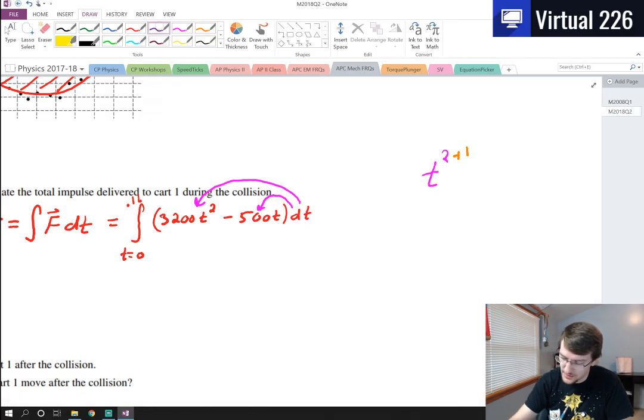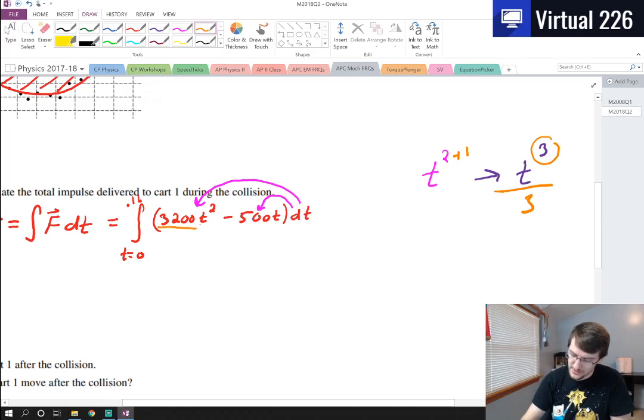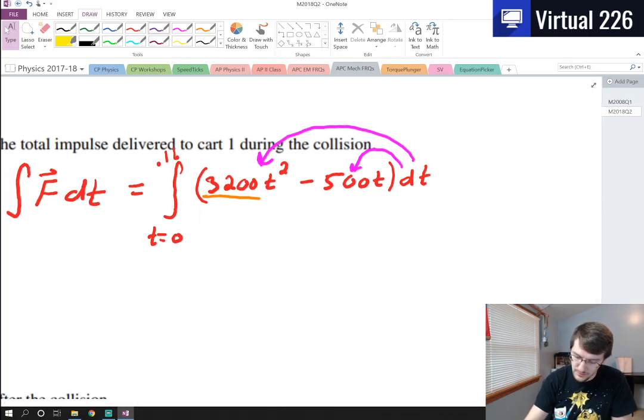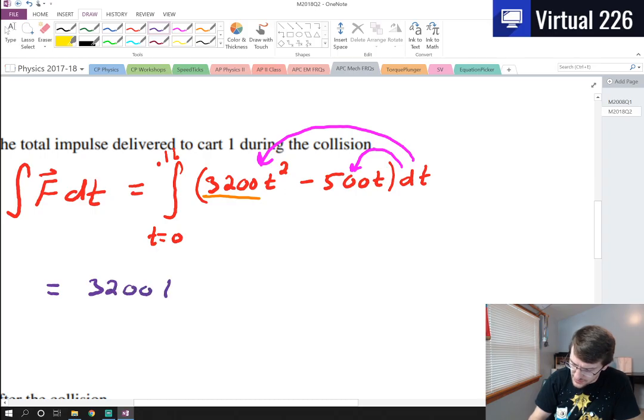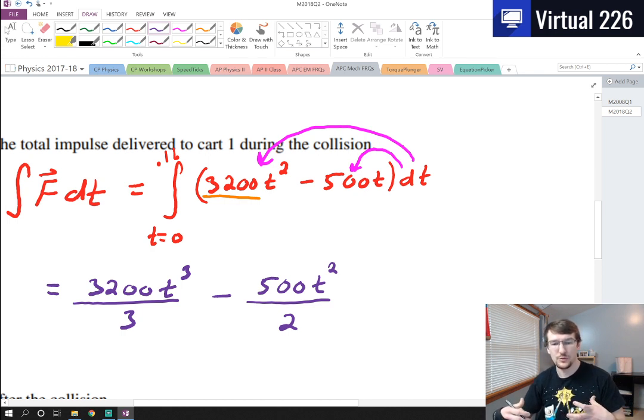So it evolves into t cubed, but then we need to divide by that exponent. So we're going to get t cubed over 3. We're going to ignore this constant and just place it back in. So for our first integral, we're going to get 3,200 t cubed over 3. And then for the second one, minus, well, that's going to be 500, the constant. The t becomes t squared over 2. Okay, so that's what we have for that right there.